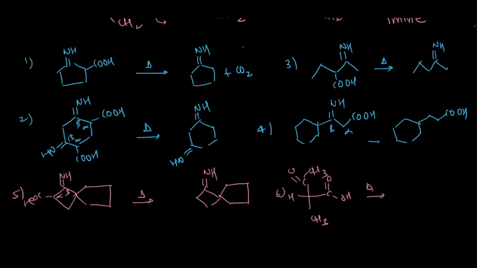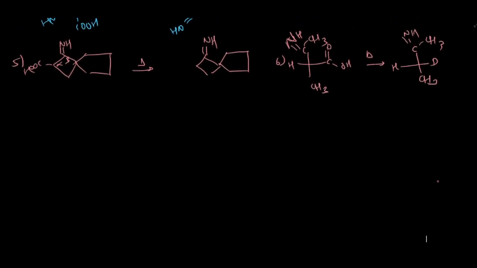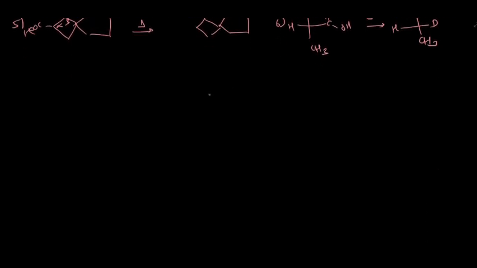Sixth, we have C(=O)OH, C(=O)CH3, hydrogen and CH3. When we heat it, it is a beta keto carboxylic acid, and C=O is actually NH, a beta imino carboxylic acid. So it will form C=NH and CH3 and CH3. This question represents that there is no change in the configuration of the alkyl group. Configuration is retained.